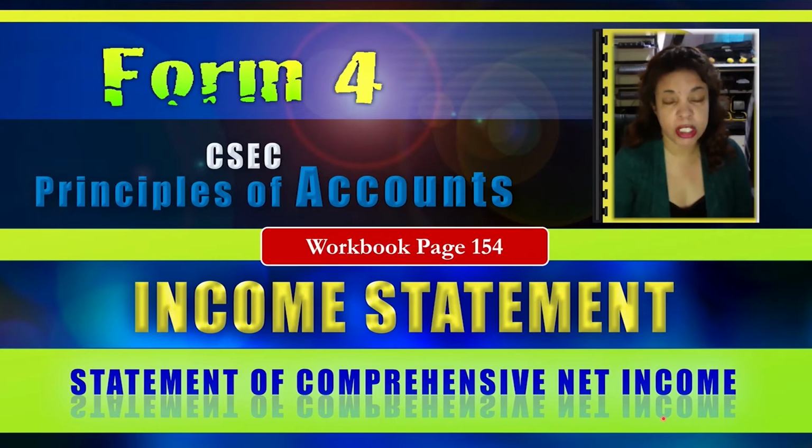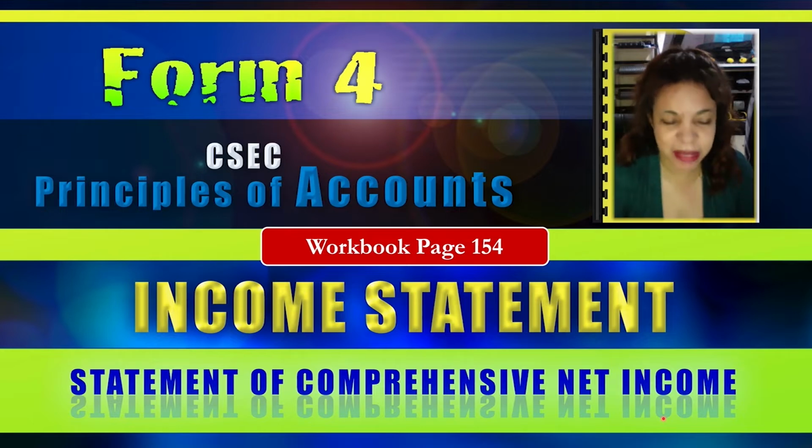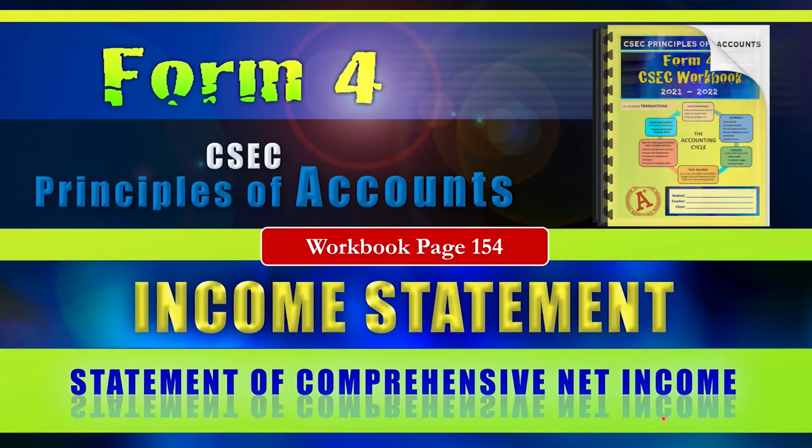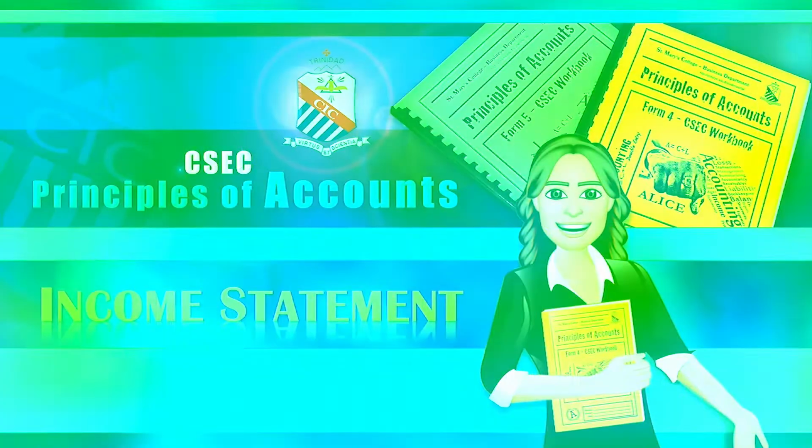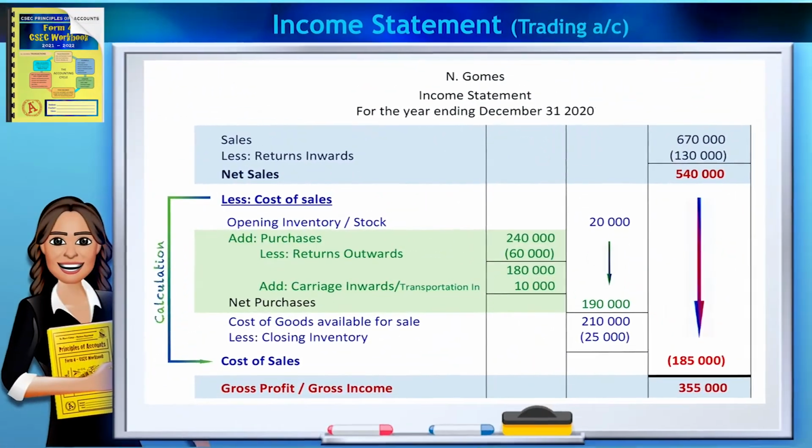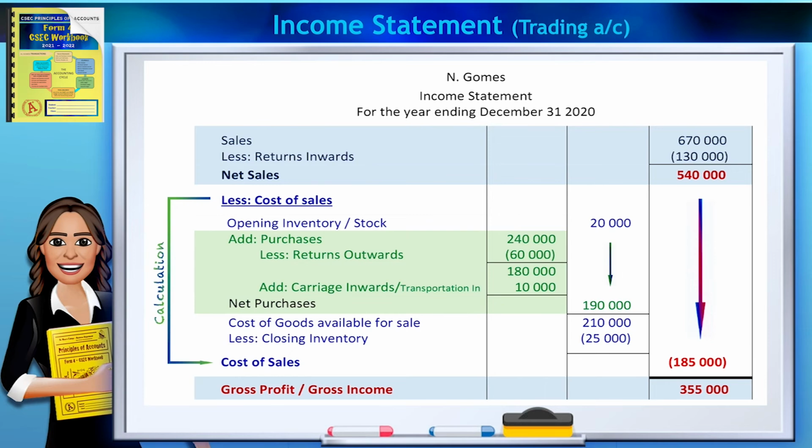Today we are going to introduce you to the income statement, also known as the statement of comprehensive net income. The income statement is the financial statement that calculates your profit. It used to be called a trading and profit and loss account in the past. That's because the top part of it that calculates gross profit is the trading account section.